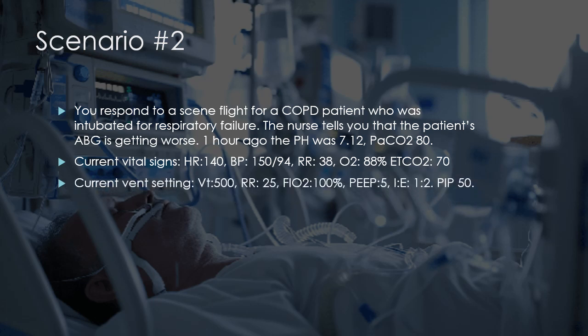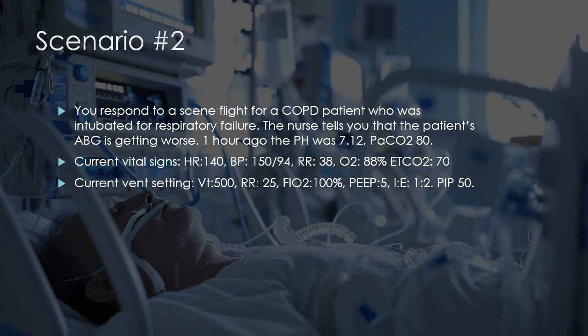So you go over, you look at their vent. You notice that they're in AC volume mode. Their tidal volume is 500. Their respiratory rate is set to 25. They have their FiO2 maxed out. They have their PEEP at 5. They have their I:E at 1 to 2. And their PIP on their vent is reading 50.